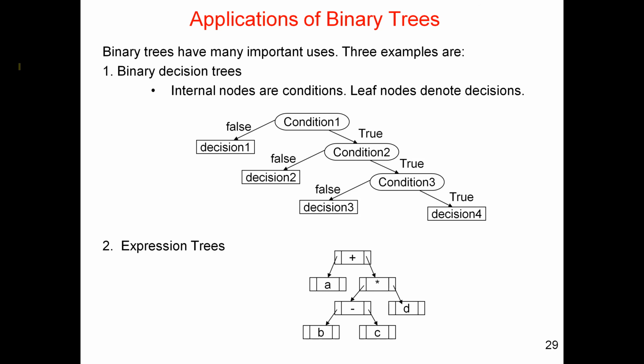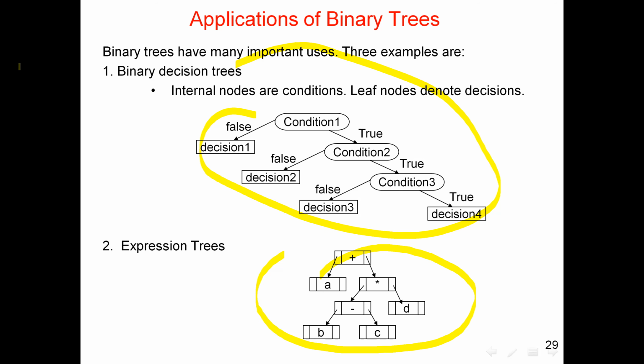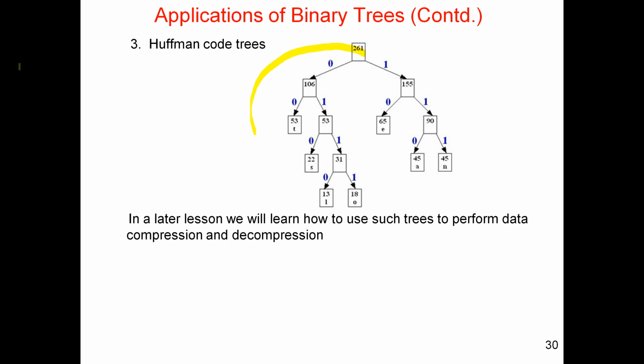So these are actually typical applications, and we have decision trees, we have many expression trees, and we have Huffman coding, which is based on binary trees.